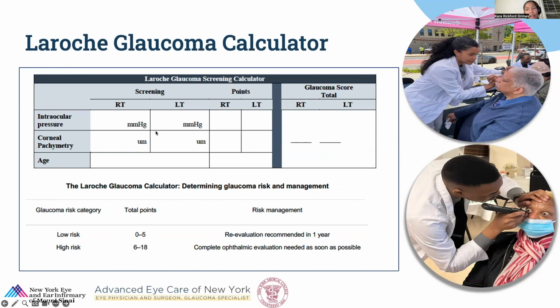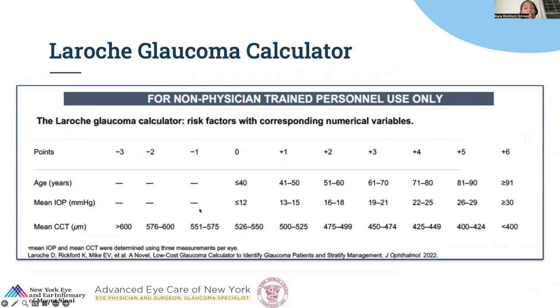This is the glaucoma calculator created by Dr. Laroche. Next to the space for IOP, CCT, and age, there are columns to include corresponding numerical values. These values are then translated to points that will determine the patient's glaucoma risk as either low or high. These points were assigned based on preliminary findings from our original retrospective study published in the Journal of Ophthalmology.